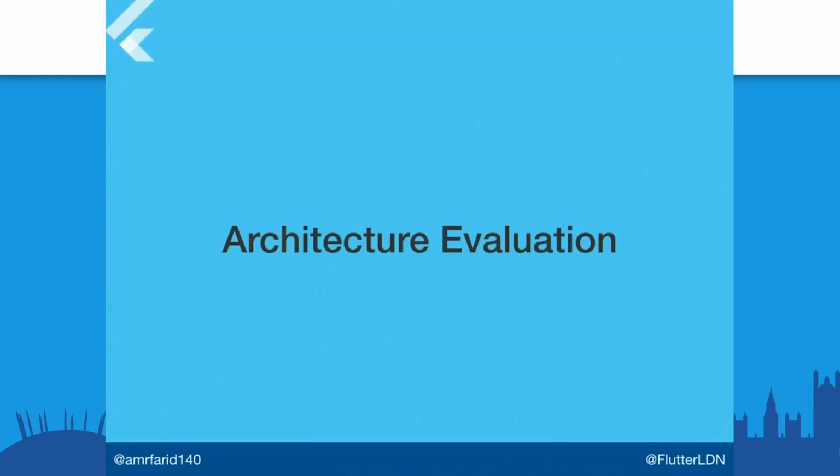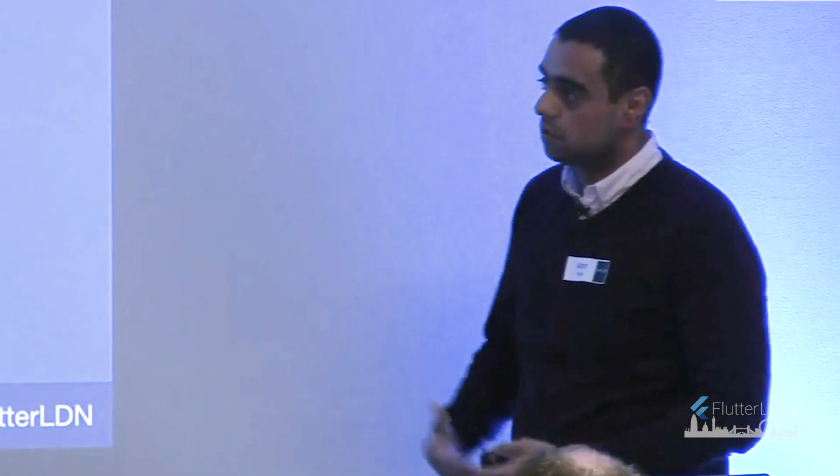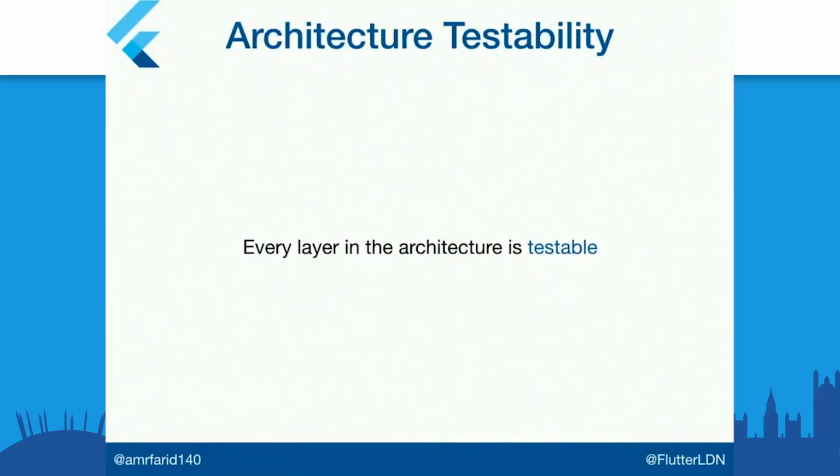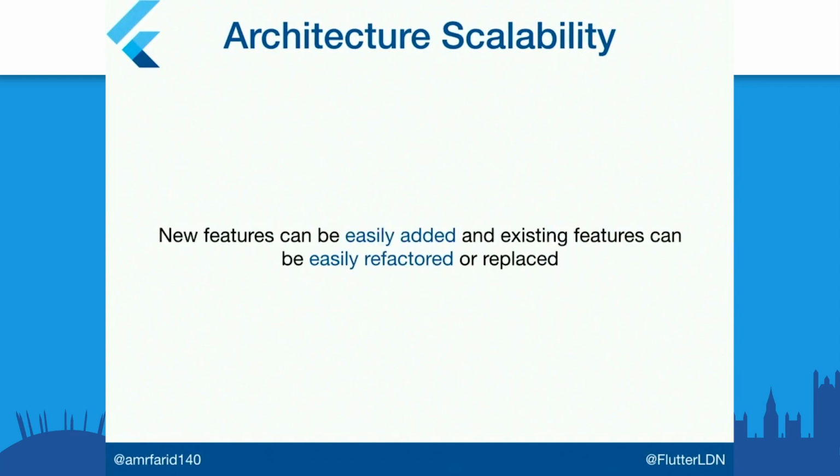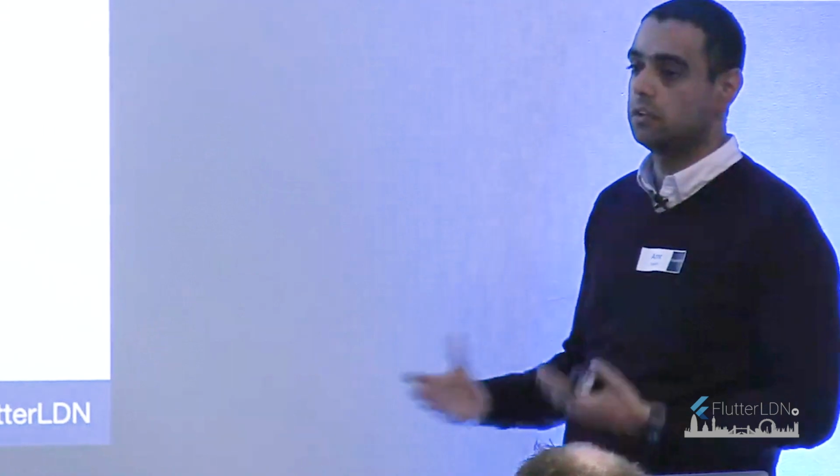So if we look back at the benchmarks and compare it to this architecture that we just saw, we can see that every layer in this architecture is testable. We mocked out everything. We managed to test everything in isolation quite well. We can easily add new features, since everything is separated from each other. Every layer doesn't know the implementation detail about the other layer. So we can easily add new features or refactor old ones, because it's all implementation details after all.